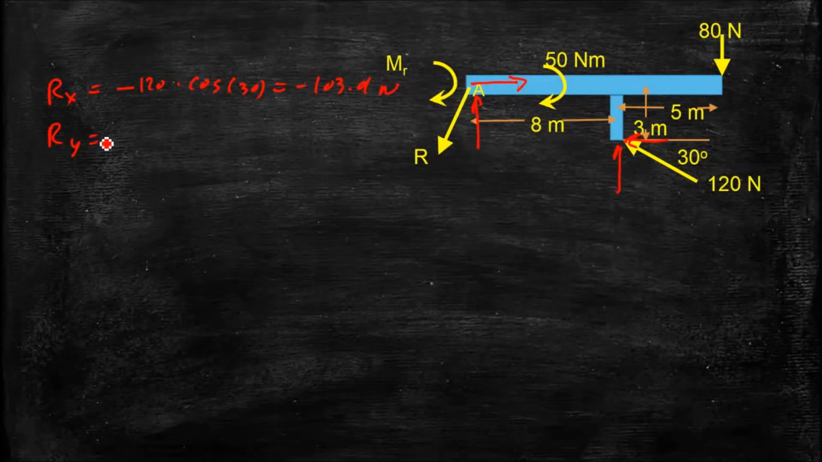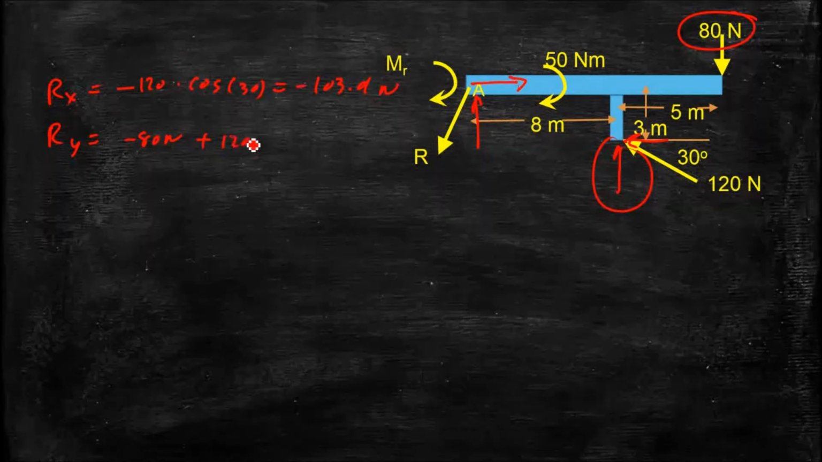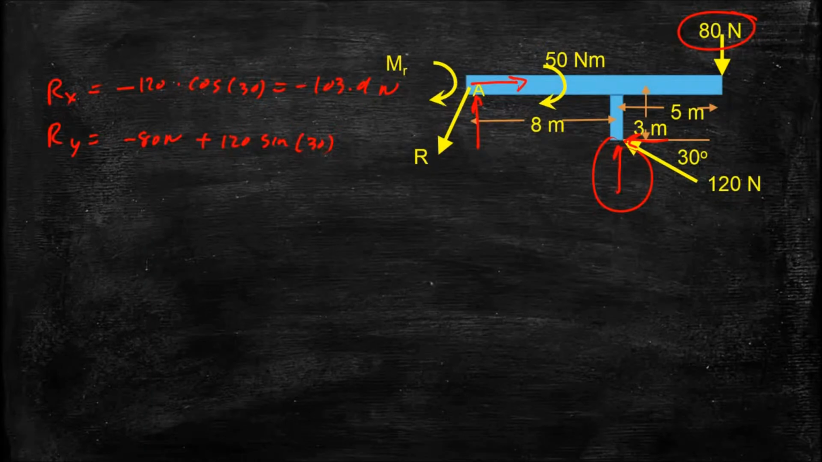And in the Y direction, my resultant in the Y direction is just the sum of all the forces in the Y direction, and that's equal to a minus 80 newtons, that one. The Y component of this force plus 120 sine of 30, and that is equal to net of minus 20 newtons.